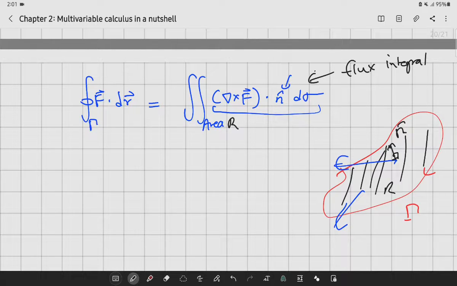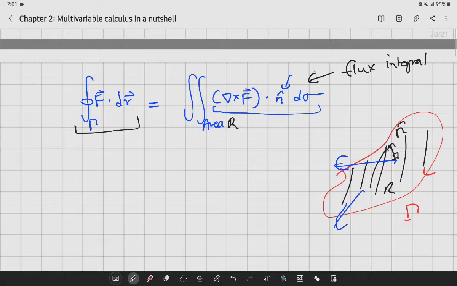So, you know, there are deep connections already. You can see that you have a line integral that is related to a flux integral. But we cannot really go a lot in detail about this. We're just going to settle for the statement itself.